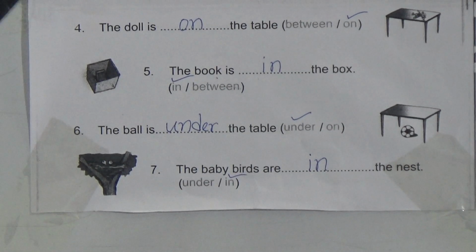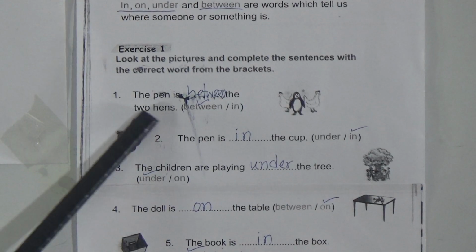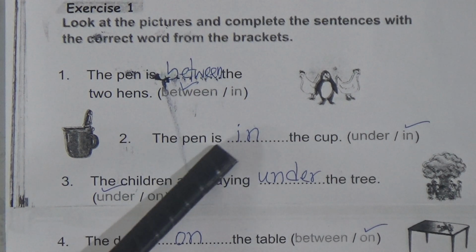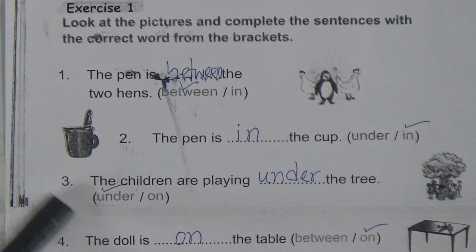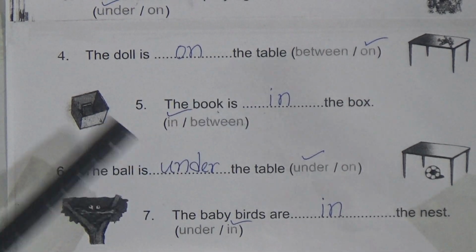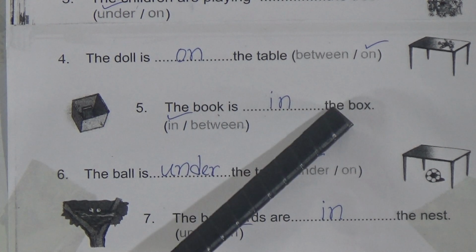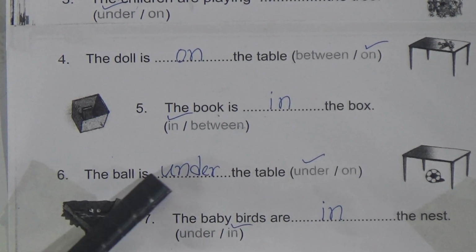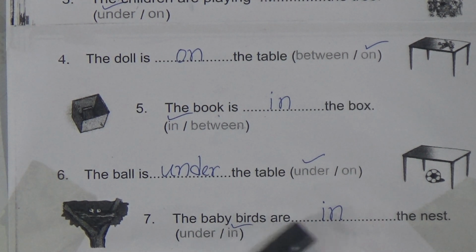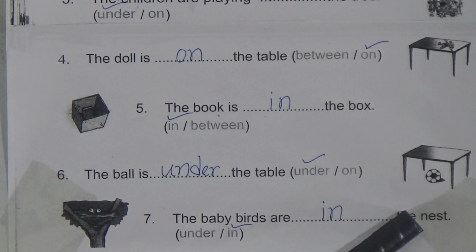So our first sentence is, the pen is between the 2 hands. Number 2, the pen is in the cup. Number 3, the children are playing under the tree. Number 4, the doll is on the table. Number 5, the book is in the box. Number 6, the ball is under the table. And number 7, the baby birds are in the nest.